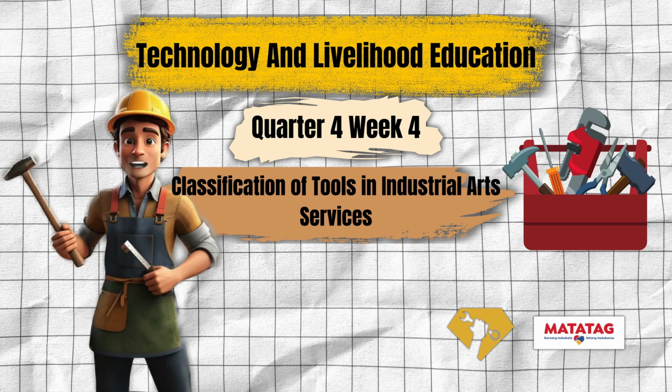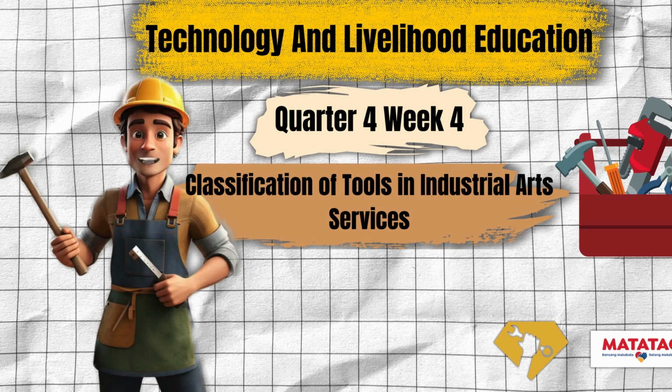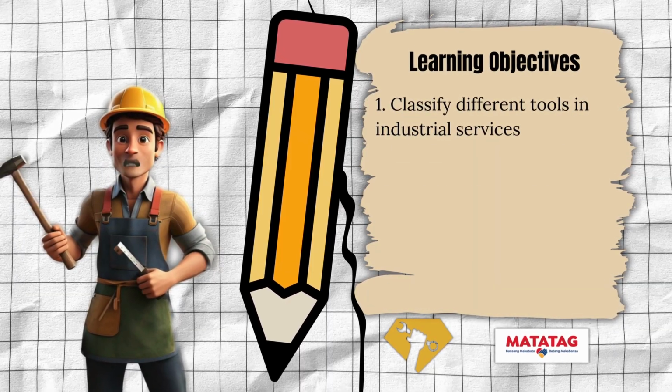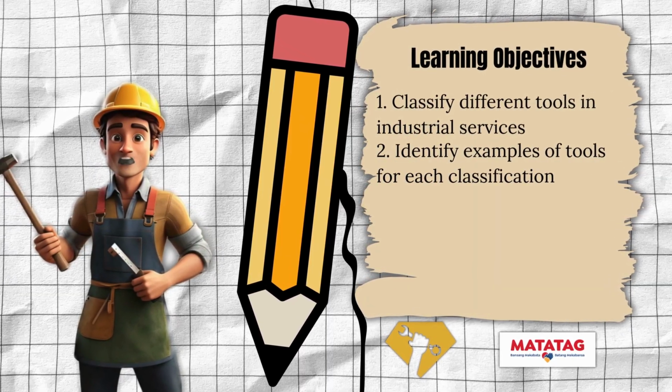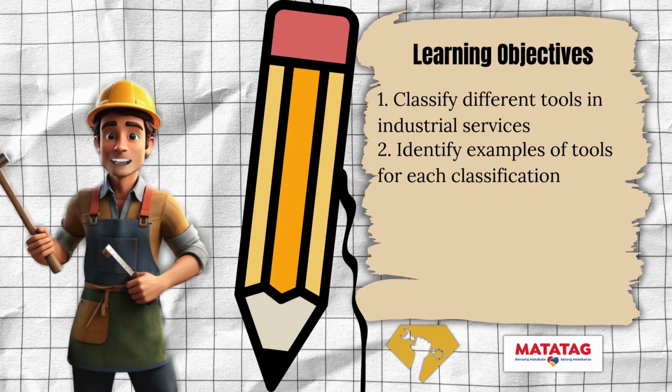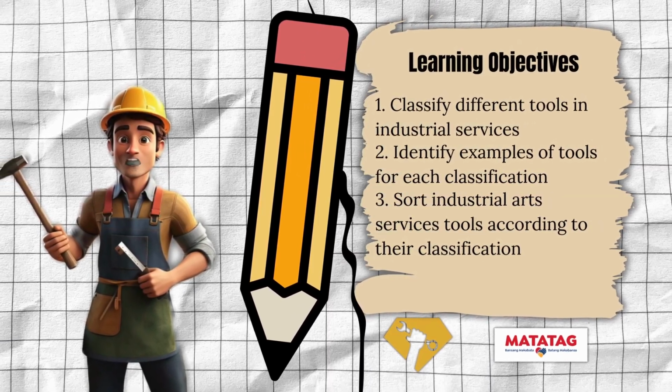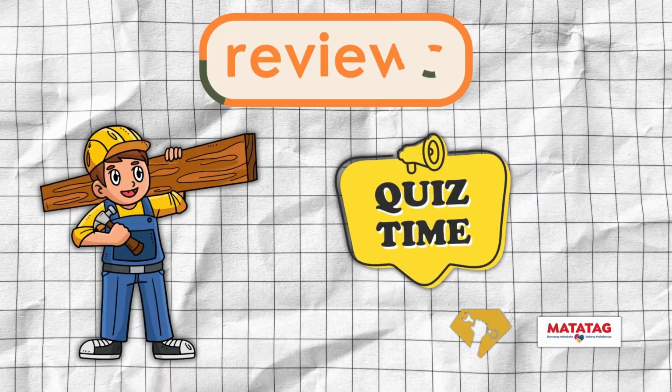Good day, everyone. This week we are going to first, classify different tools in industrial services. Second, identify examples of tools for each classification. Third, sort industrial art services tools according to their classification. Now let us have a short review first.